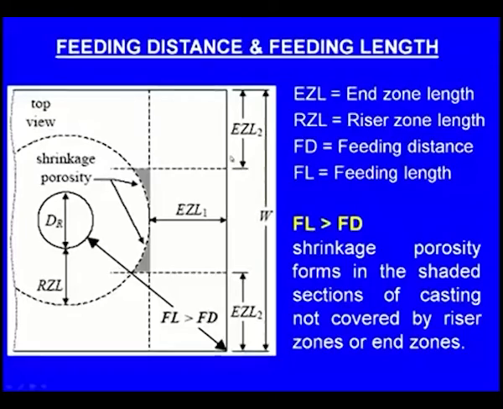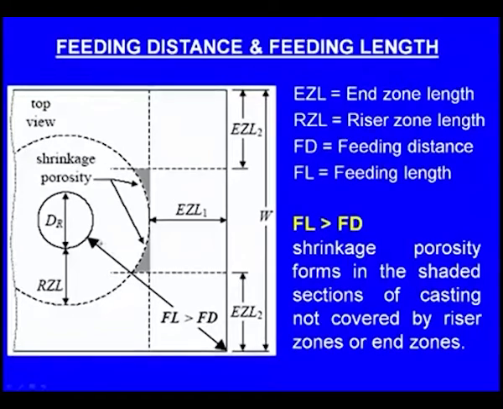Now let us see here. The length of the casting is a little more than the previous one. Now the end zone length is this much. This much is the riser zone length from here. If we start from here and measure to here, this much portion is the RZL, so this is the riser effect. Now where is the end effect? End effect starts from here, to here. So that is the end effect. The sum of end effect and riser effect is the feeding distance.